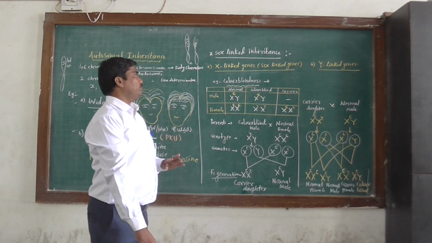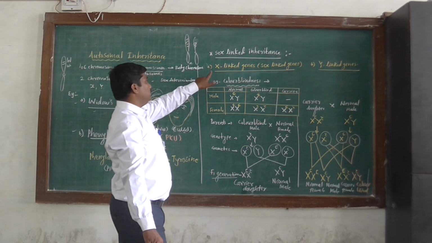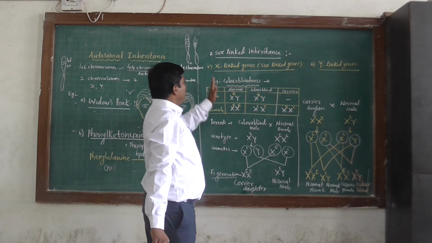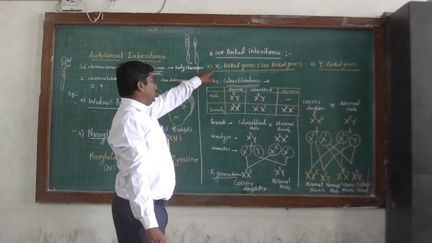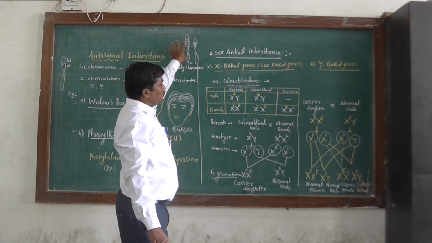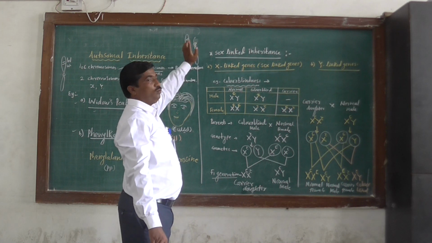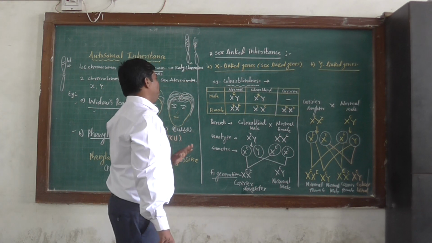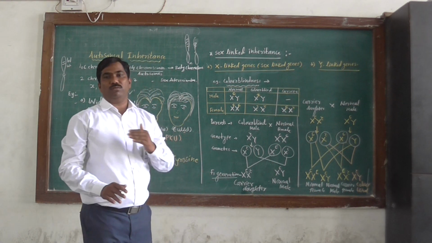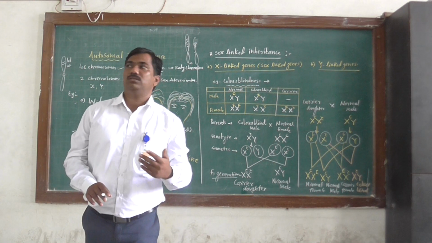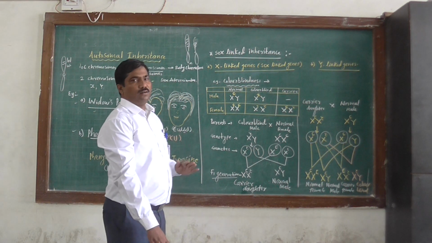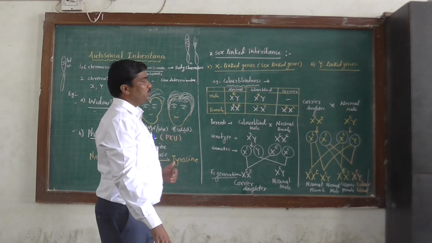There are two types of sex linked genes: X linked genes and Y linked genes. The X linked genes are located on the non-homologous region of the X chromosome. Y linked genes are located on the non-homologous region of the Y chromosome. X linked genes in a recessive condition cause some disorders or abnormalities which are inherited from parent to their offspring.